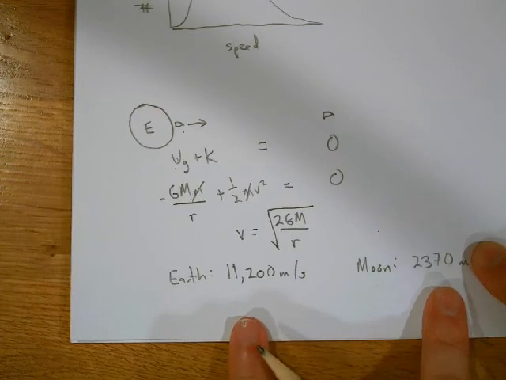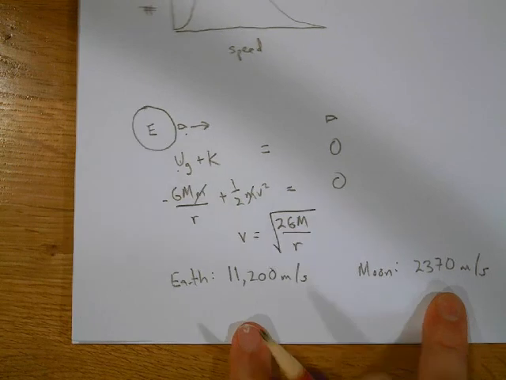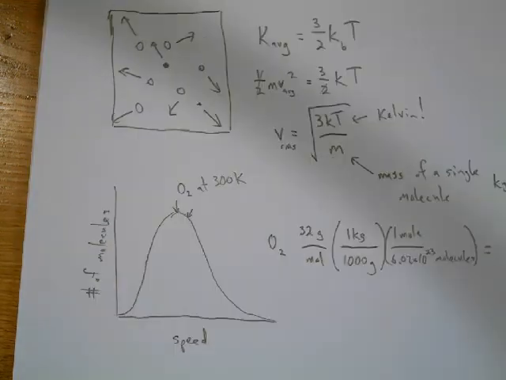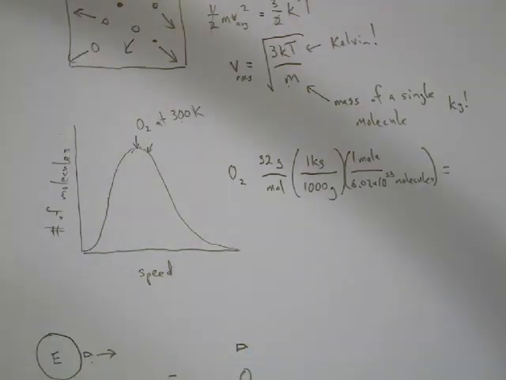For the Moon, oxygen is going to be moving faster than the escape speed for the Moon, so oxygen molecules over time are going to escape the Moon. So there you go. Hopefully that makes sense. Remember, this is the key part for thermodynamics, but this is that cool application.